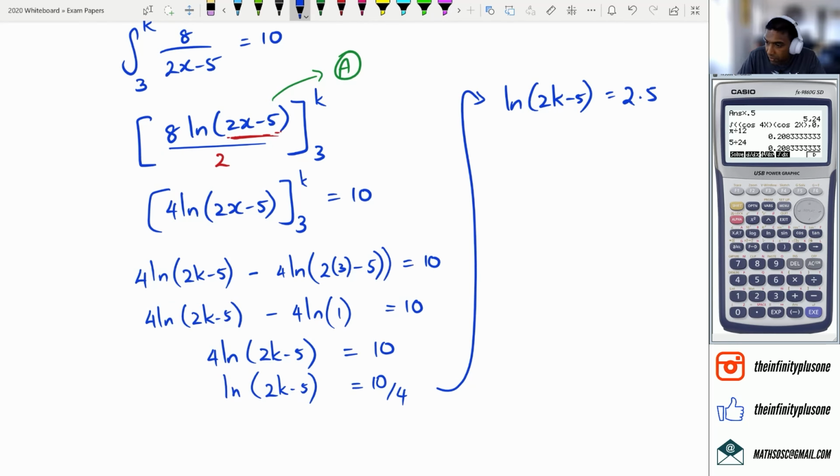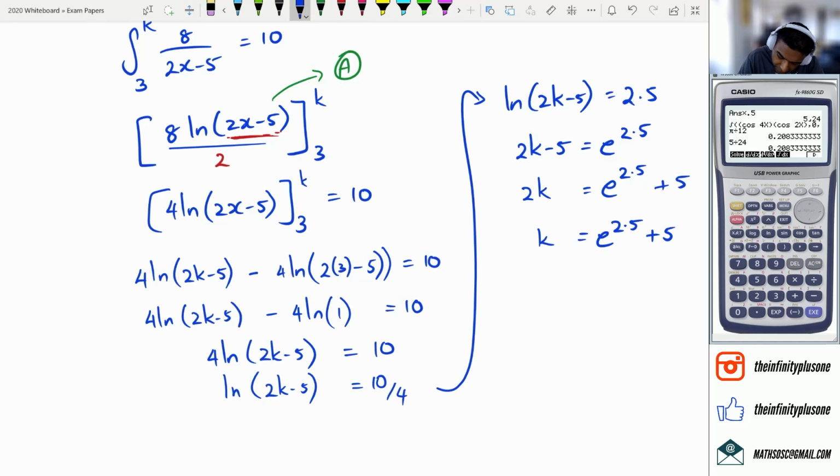2.5. Now, if I want to get rid of that ln, I can put that as e, which means I'm going to get 2k minus 5 is equal to e to the power of 2.5. Now, rearrange it. So e to the power of 2.5 plus 5, and then k is equal to e to the power of 2.5 plus 5 divided by 2. So you can actually leave your answer in this particular format, and that is going to get you a merit for this question.